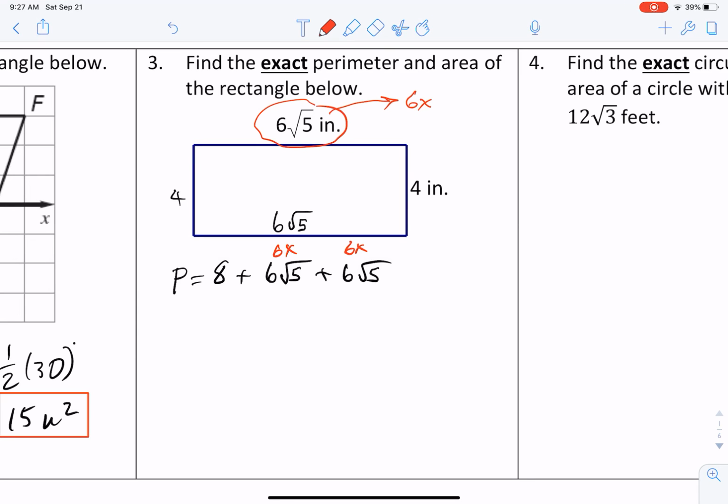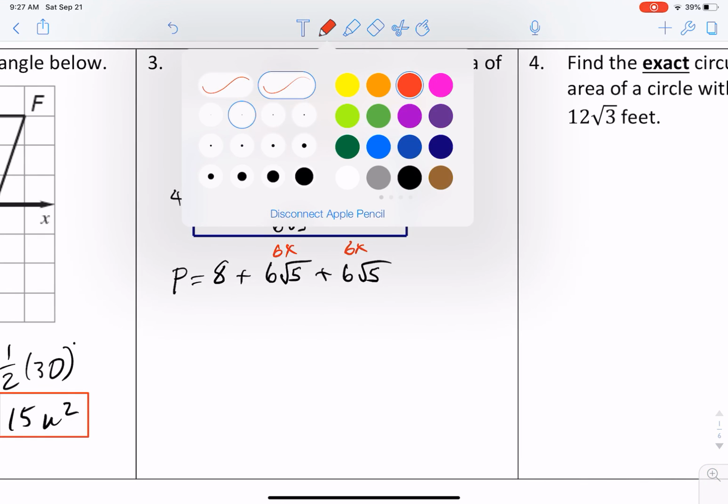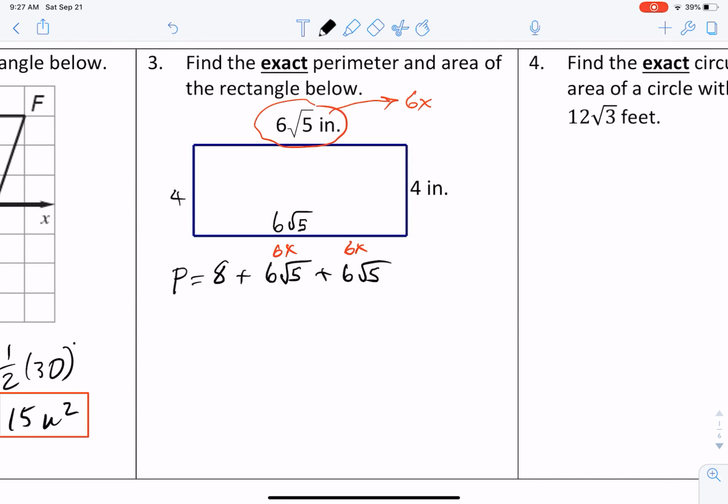If we're going to add those two together, you leave the x alone and we just add the two 6s together to get 12. So the same thing happens with the square roots, and so our perimeter becomes 8 plus 12 square root of 5. And then we want to throw some units on it. Looks like it's inches.